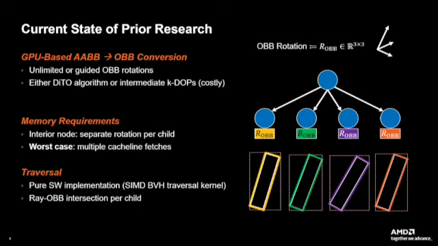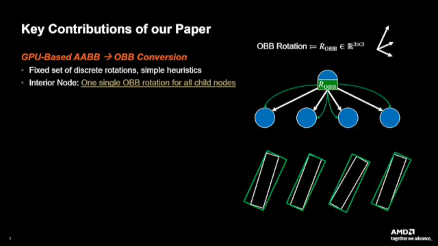And in terms of traversal, they have a pure software implementation, for which they show a SIMD kernel, and they do Ray-OBB intersection per child. Now, what we are focusing on is that we propose in our work a fixed set of discrete rotations. I will quickly explain what we're doing there, and we use simpler heuristics to construct the OBB on the GPU.